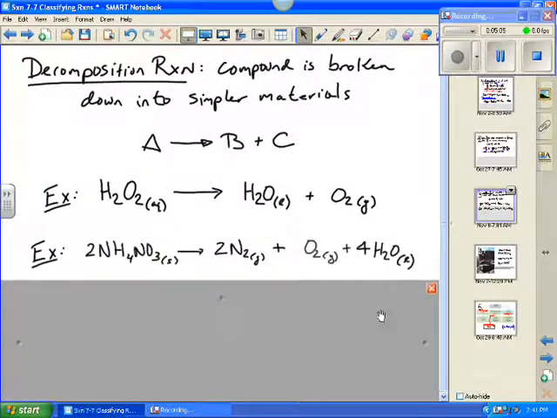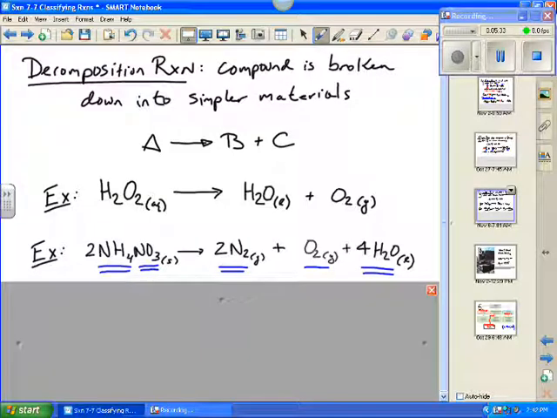Another famous decomposition reaction is this one right here. Now that looks complicated, but we can name these materials. On the left is ammonium nitrate. So look at the polyatomic ions, ammonium nitrate, solid. And when that is decomposed, it has to happen at high temperature, but it will decompose. You produce a whole bunch of gases. Notice 2 molecules of nitrogen gas and oxygen and 4 waters. And this, again, happens at a very high temperature.